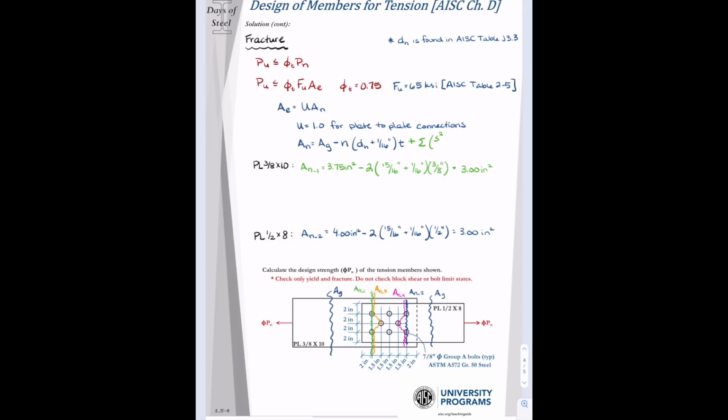For the stagger, we add the sum of s squared divided by 4g times the thickness t for every diagonal that the path goes through. For n, I am going to use 3 because that is the number of bolt holes the fracture path goes through. For this problem, the stagger, or the longitudinal spacing s, is equal to 1.5 inches, and the gauge spacing g is equal to 2 inches. We see that path 3 goes along 2 diagonals, so we will need to multiply s squared divided by 4g times t by 2. The same applies for path 4.